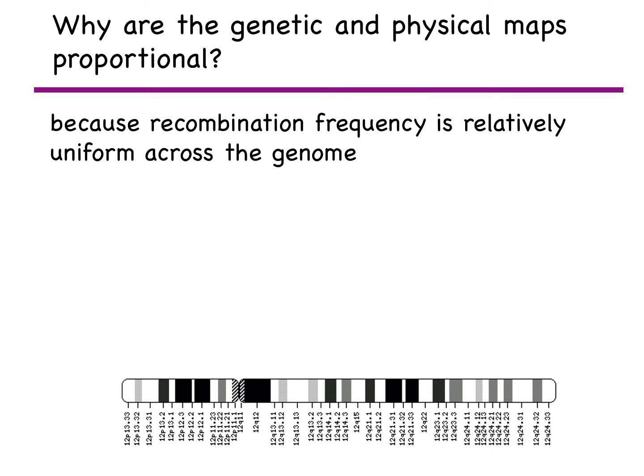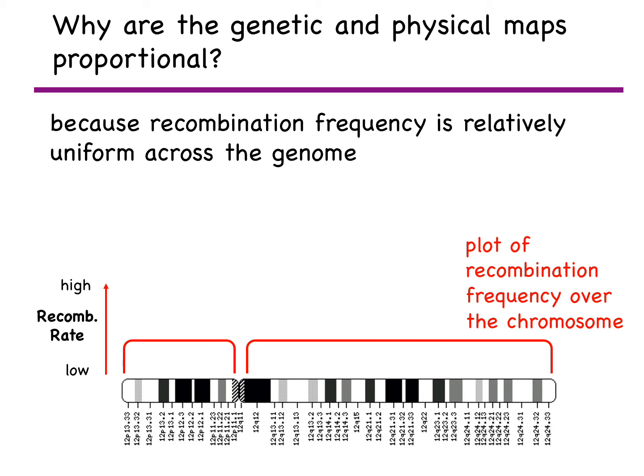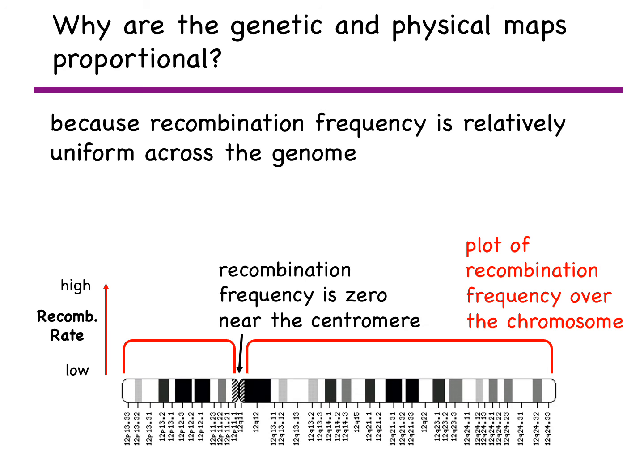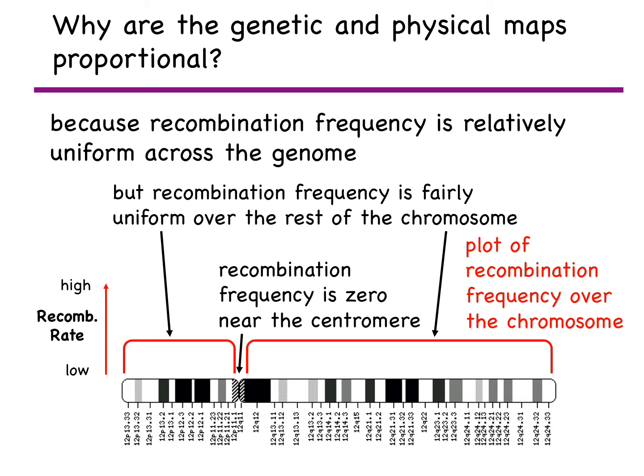So why are the genetic and physical maps proportional? The reason is because recombination frequency is actually relatively uniform across the genome. This is human chromosome 12, and what I'm going to plot here is the rate of recombination that takes place across the genome. What you can see is that recombination is 0 near the centromere, but it's pretty uniform over the rest of the chromosome. And that's the reason why the genetic and physical maps are proportional. It's because recombination frequency is fairly uniform over the length of the entire chromosome.